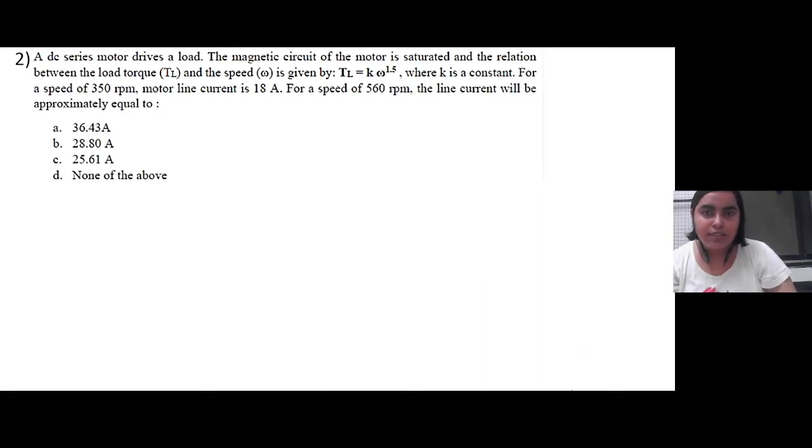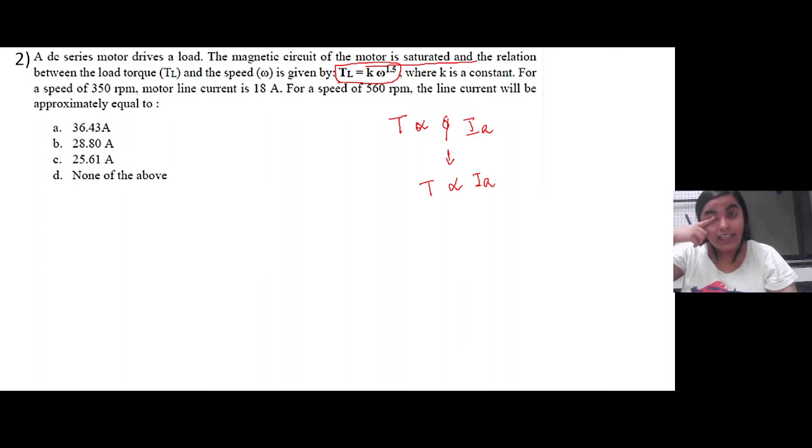So in this case, if we are to write the equation of torque, we know torque is proportional to phi into the armature current, right? Now this phi is constant, since in the question it is given the motor is saturated, so torque is proportional to Ia. Now also it is given that between the load torque and the speed, the relation is given by TL equal to K times omega to the power 1.5, where K is a constant.